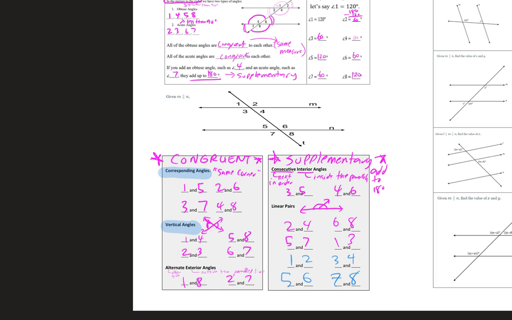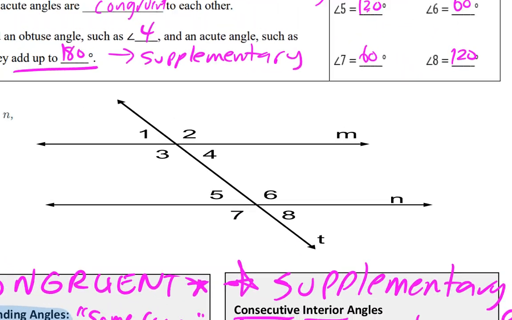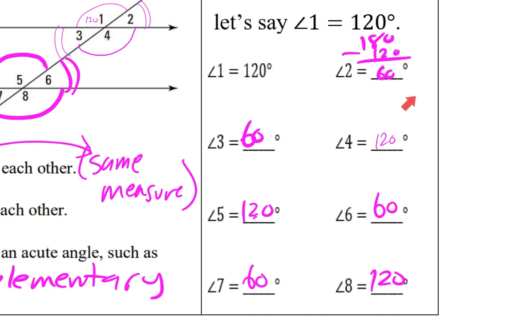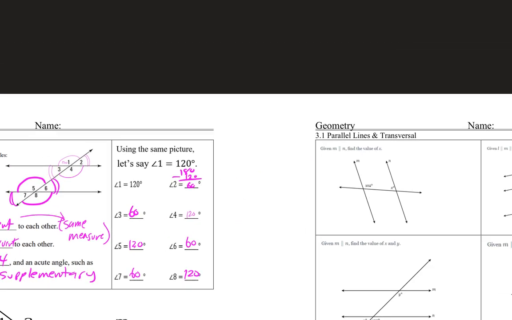I know we went through a lot of stuff that's somewhat confusing, but all these angles are going to be just one of two different numbers. So if one is, say, 100, the other one has to be 80, because they have to add up to 180. So let's get right into some practice.